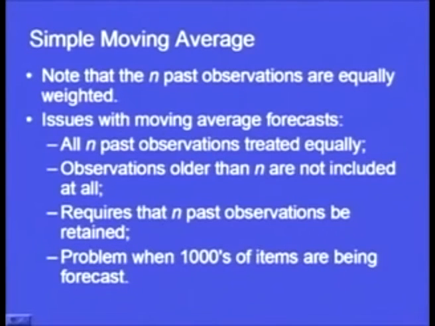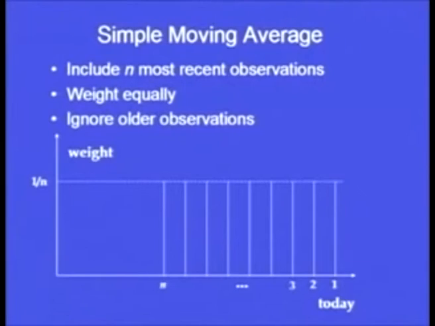Then the problem when thousands of items are being forecast. When the forecasting problem is very big and a large variety of items have to be forecasted, then the problem becomes a little bit more complex. Now here you can see a simple moving average. This includes n most recent observations, and the weight is given equally. All observations are given equal weight, and older observations are usually neglected. That I have already explained in the previous slide and the one before. So we can say these are the observations, this is the data, the weight given is constant and the same weight is being given to all the previous observations.